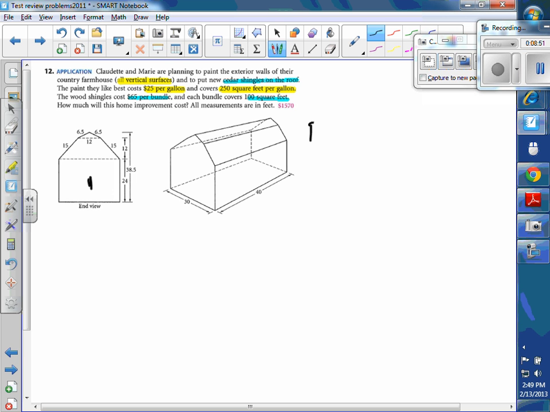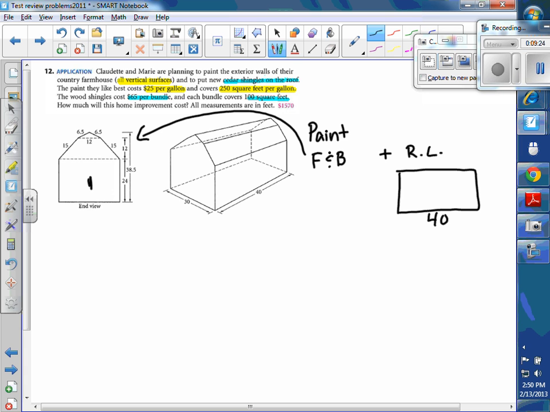So if we did the painted surfaces first, you would have the front and the back. That would be this over here. I think I know what I did. And then you would have the right and the left, right? The right and the left is a 40 by 24. The way I'm seeing it, the 40 is in this drawing, but the 24 is in this drawing. Would you agree on that?